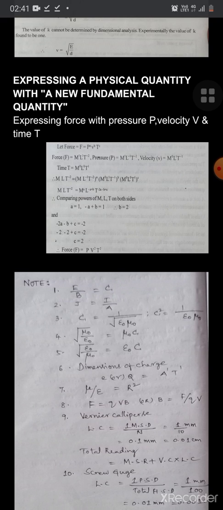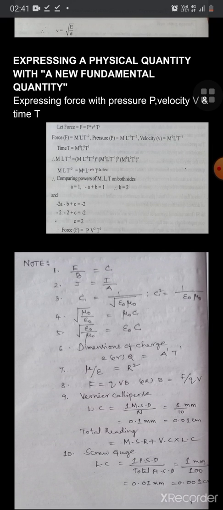Here P, V and T are not fundamental physical quantities, even though we have to establish a relation between P, V and T to get force. Let F is equal to P, V, T. Here force depends on P, V and T.